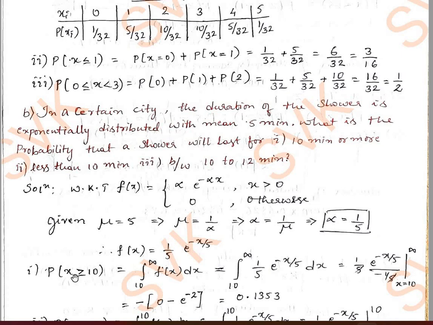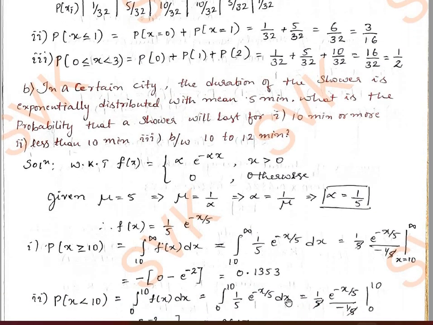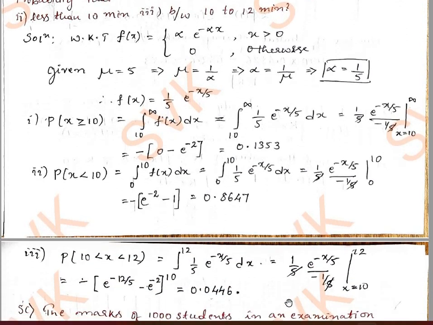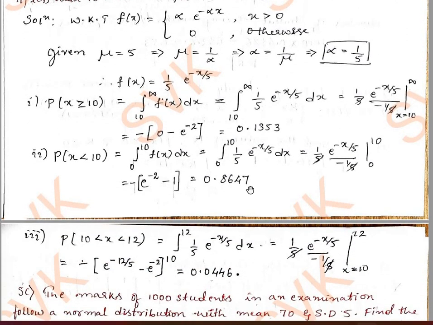Probability of x greater than or equal to 10 we require to find out, integrating from 10 to infinity. Integration is the same. So substituting that integral value, we get 0.1353. Similarly, for x less than 10, integrating from 0 to 10, we got the answer as 0.8647. For 10 to 12, it is considered as the integral from 10 to 12. The integration is the same, so therefore I got the answer as 0.0446.